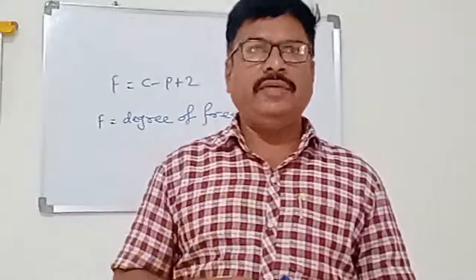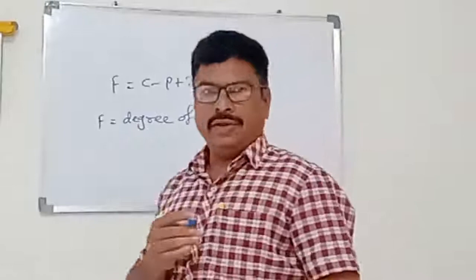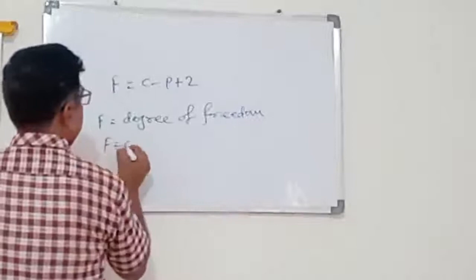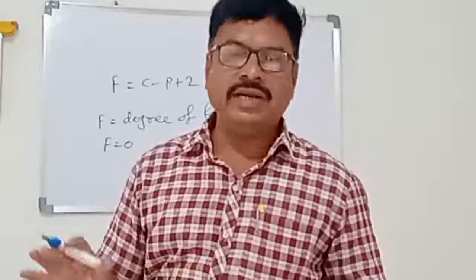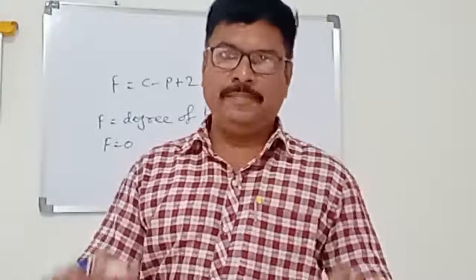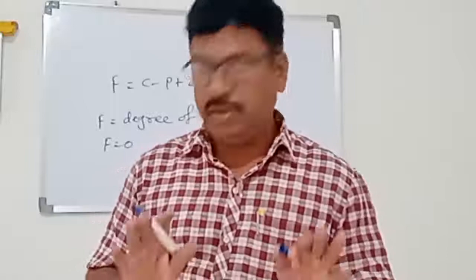Suppose F is equal to 0. It means that the degree of freedom for that system is 0. That is, this system is a non-variant system. There is no single variable we should know to define the system. Degree of freedom is 0, and another name for that system is non-variant system.